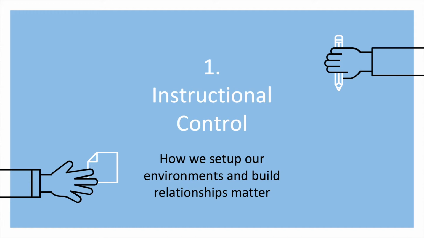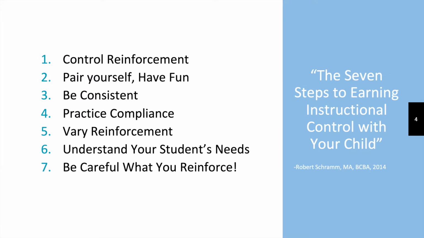Instructional control should be your first goal when working with a student. An article written by Robert Schramm outlines the 7 steps to gaining instructional control with your learner. This article is a great resource for both professionals and parents. It was written with ideas for parents of young children with autism, but the principles apply in all adult-to-children interactions.